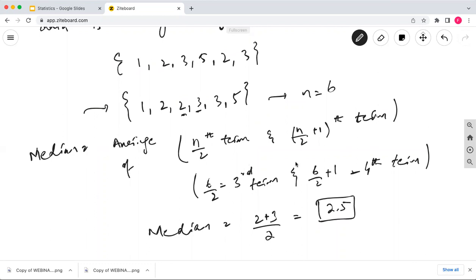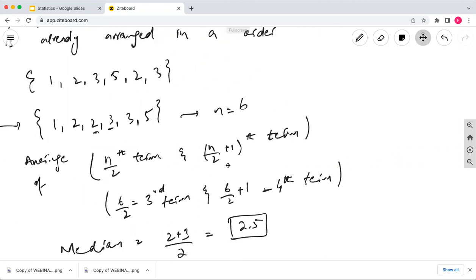So in that scenario, first arrange the whole set. After arranging, just take the average of the middle two values. Or you can say the n over 2th value and the n over 2 plus 1th value. So this is the third value and the fourth value.